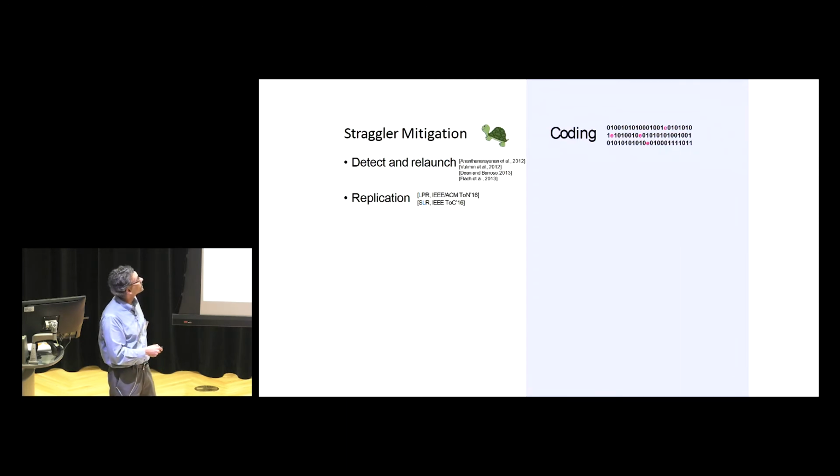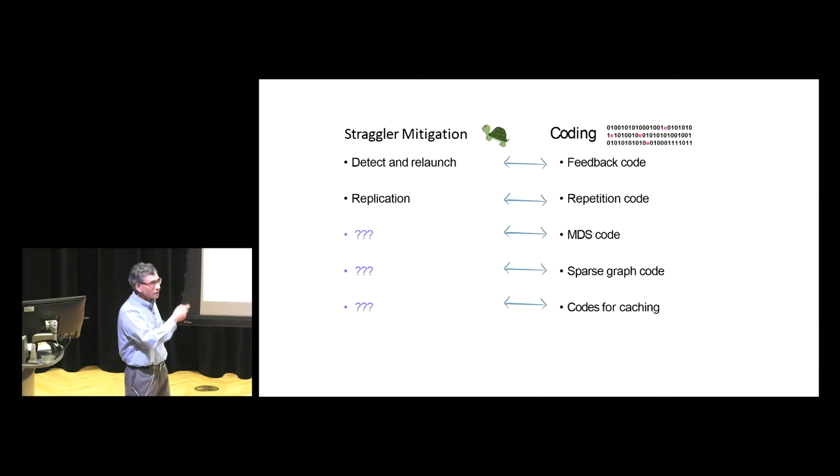What they do, typically in the systems community, is detect that something is straggling and relaunch the job. This is the most famous thing that they do. And they replicate. Since we know codes, we can come back and say, hey, you're just doing a feedback code, or you're just doing a repetition code. But we have other tools that they don't use, like MDS codes, sparse graph codes, codes for caching. All these things don't have counterparts on the left-hand side.